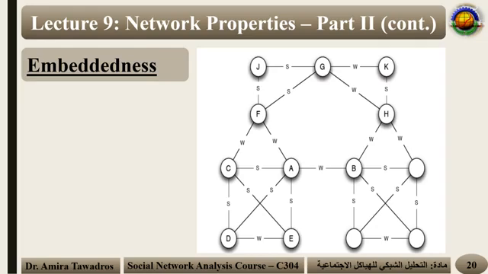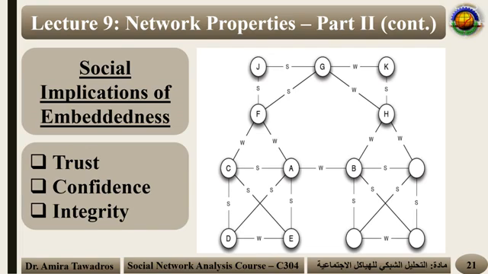In the figure that you see here in this slide, the local bridge between A and B has an embeddedness of 0. What's the meaning of embeddedness of 0? A local bridge has an embeddedness of 0 because it doesn't have any common neighbors between its endpoints.